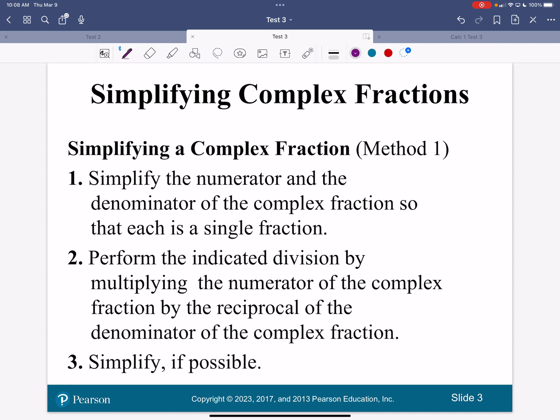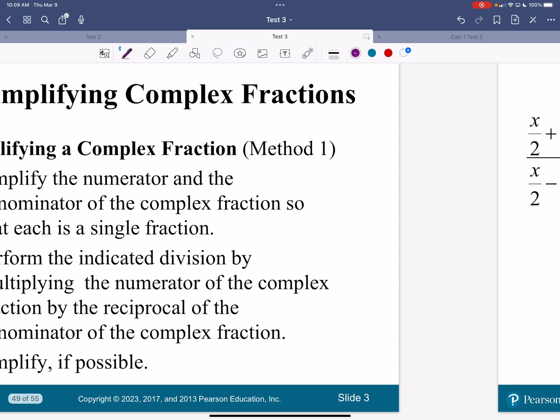Number 2, perform the indicated division by multiplying the numerator of the complex fraction by the reciprocal of the denominator of the complex fraction. Okay, so we're going to simplify the numerator, simplify the denominator, and then we're going to divide the two, which we already know how to do. Okay, then we'll look at it again and see if we need to simplify. So let's do one of these.